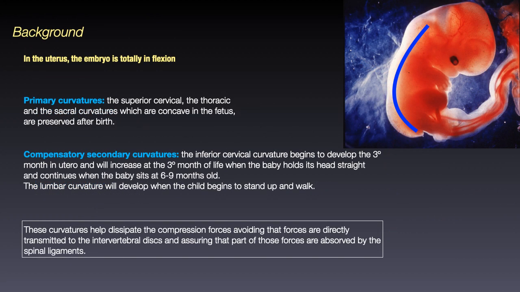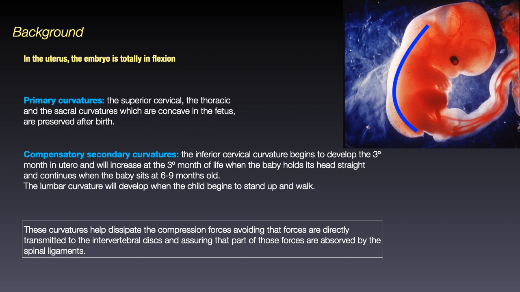Okay, but how is this mess of curvatures created, how does it develop? Well, the thing is that we must distinguish between primary and secondary curvatures. If you look at the embryo in the image, you will notice that its developing spine is totally concave. You can see it by the blue line. Okay, so any anteriorly concave curvature in an adult is considered primary, meaning that it was there before birth.